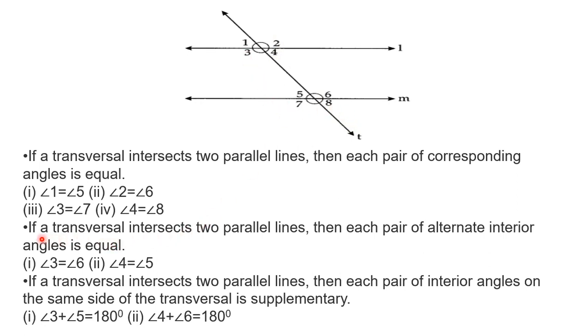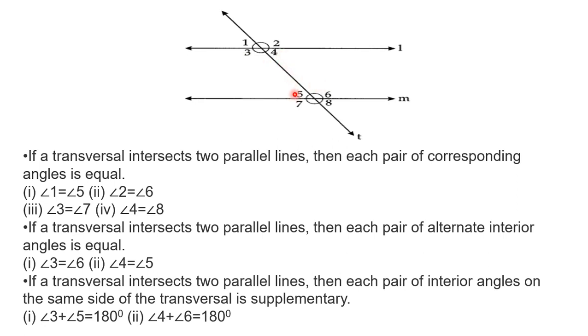Okay, now the second point. Again, two parallel lines are there and a transversal intersects them, then each pair of alternate interior angles is equal. Now, what are the alternate interior angles? Angle number 3 and 6: one is at the left hand side corner and the second at the right hand side corner, but they are inside the two parallel lines, so they are known as alternate interior. So 3 and 6 are the alternate interior angles.